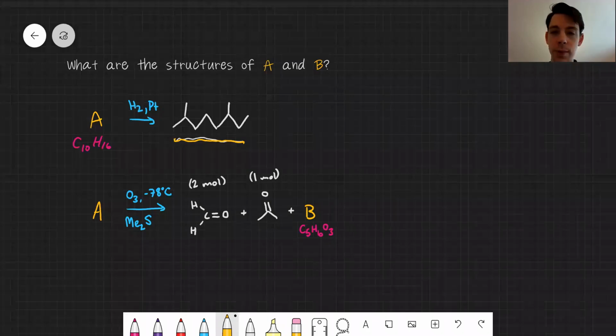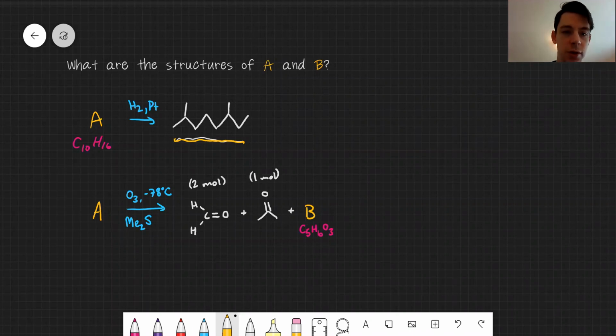Right, we're going to try one more problem. Here we're asked to find the structures of A and B, and we're given two possible reactions that A undergoes. The first is a hydrogenation reaction in which A forms this alkane that has two branches.